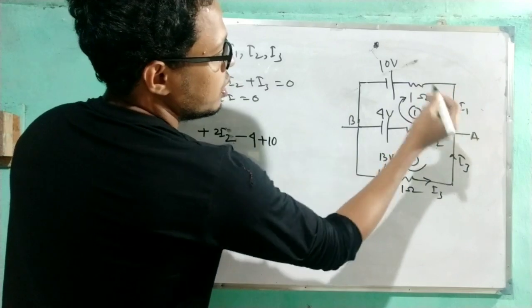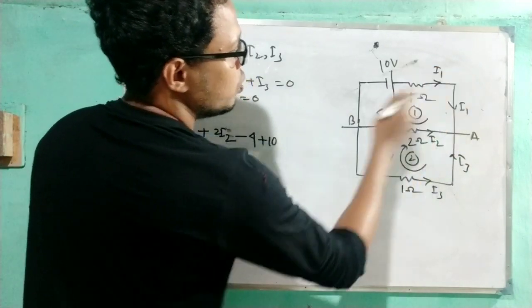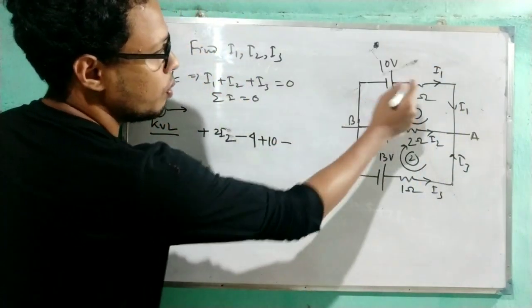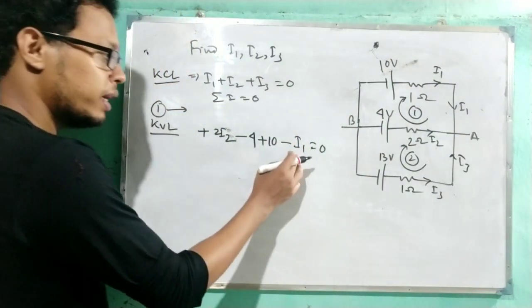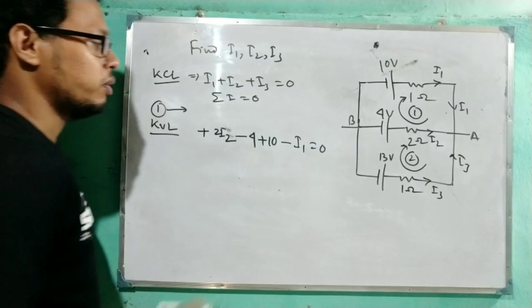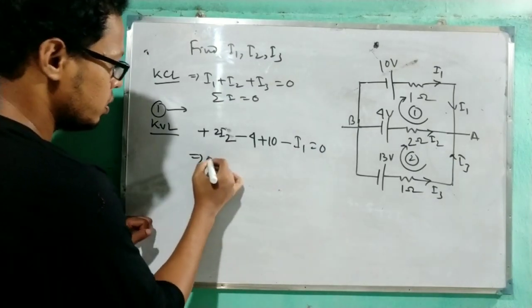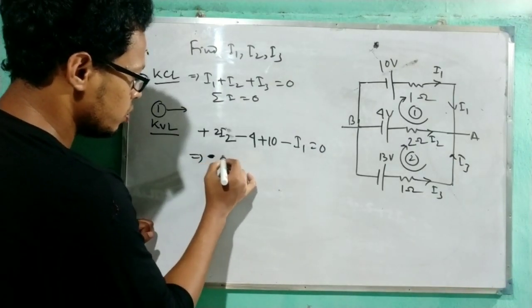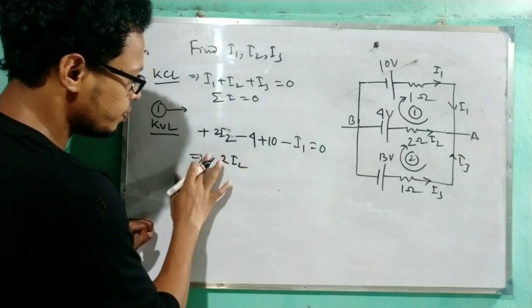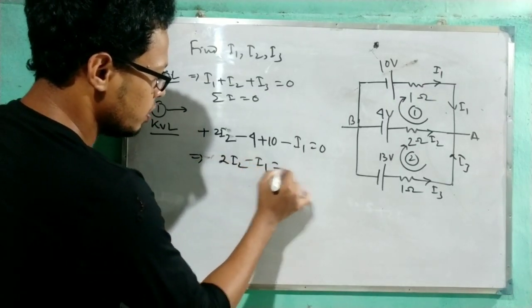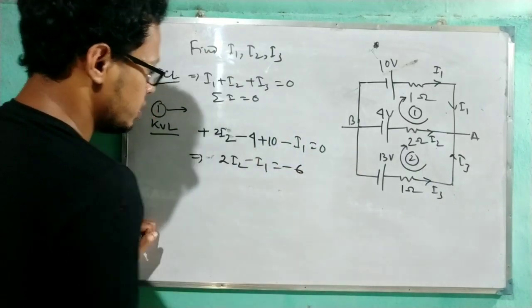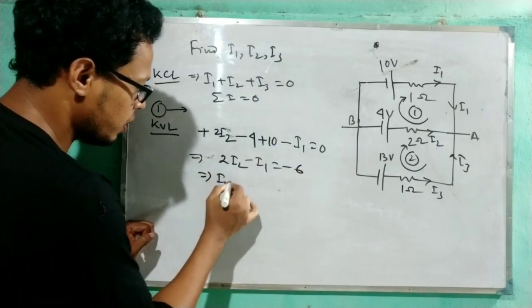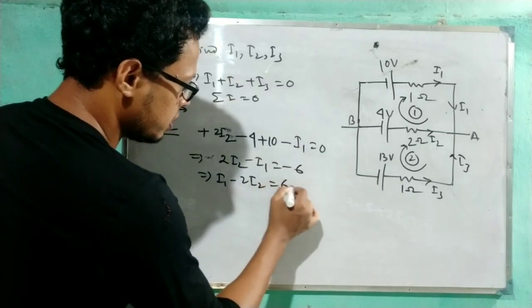Again, see, the current is I1, so in the direction, it means minus 1 into I1. So this will be I1. V equals IR, so I into R means 1. That's why I1. So we got 2I2 minus I1 will be 6, so it will be minus 6. Now we can write I1 minus 2I2 will be 6.